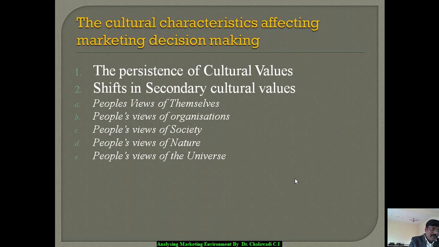People's views of society. People are different in their attitudes towards their society. For example, patriots defend it, reformers want to change it, and malcontents want to leave it. People's orientation to their society influences their consumption patterns and attitudes towards the marketplace. The marketer has to understand people's views on society, on organizations, on themselves, and people's views on nature.